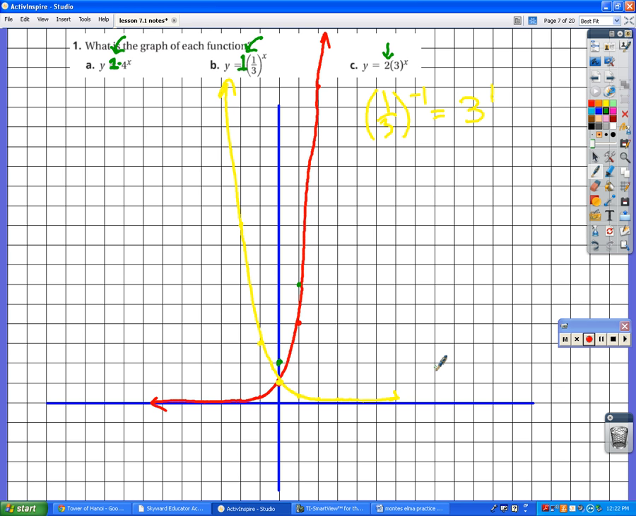18, good, because 3 squared is 9. 2 times 9 is 18. So that's going to be up here. So that's going to increase at an even faster rate than the other one.